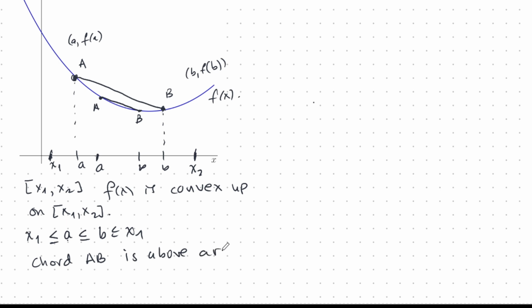the arc AB. So this is the chord AB here, and the arc is along this curve here. If the chord AB is above the arc AB, then f of x is convex up. Call it convex. Some people just call that convex. Some people call it concave, actually. But in some books, I've seen the opposite. But I call it convex up, and I think this will help disambiguate everything.